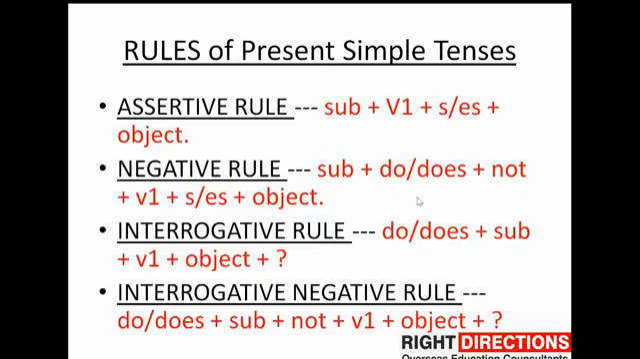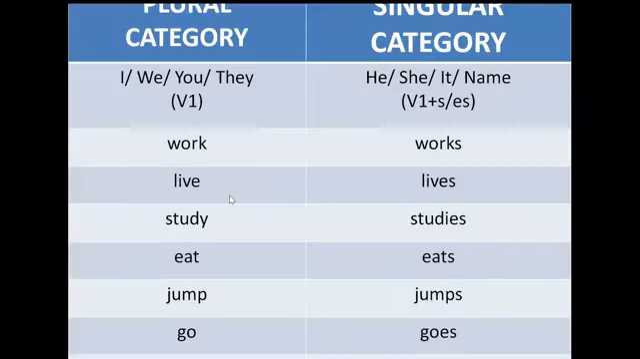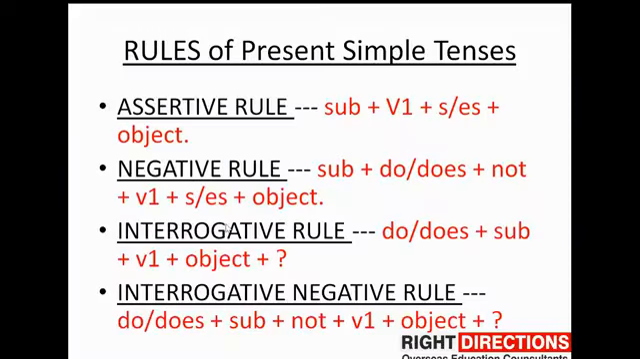Next, I have made the chart of plural and singular category. With singular, we'll be using s and es. Otherwise, we'll be using only verb की first form और s और es का use नहीं करेंगे plural category में. Talking about the negative rule, with subject, verb की first form and object, what will be there? Do and does, along with not. S और es नहीं आएगा. S and es will not be there.